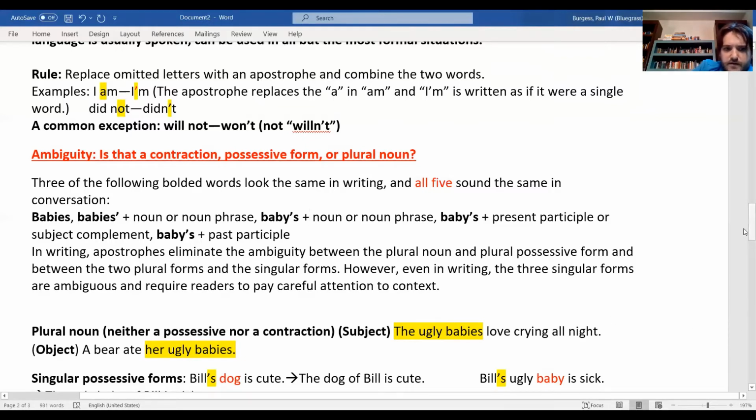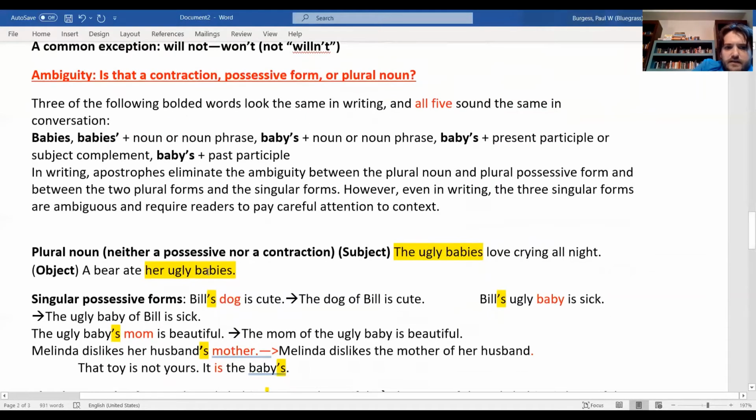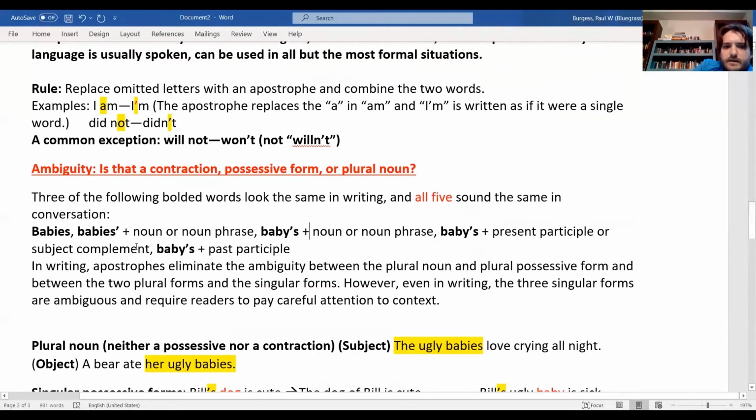All right, so let's take a look at these and look at our rules. So if babies is acting as a subject or object, or any noun is doing that, well, clearly it's the plural. The ugly babies love crying all night. A bear ate her ugly babies. The sound of babies is not helping. What's helping is the function of babies in the sentence.